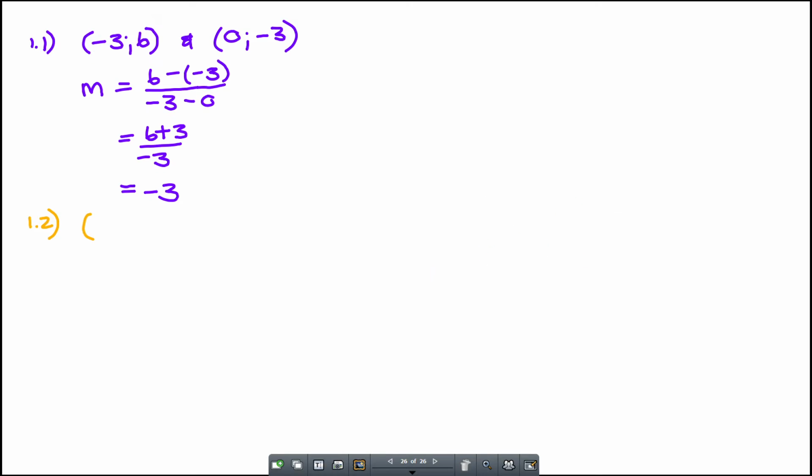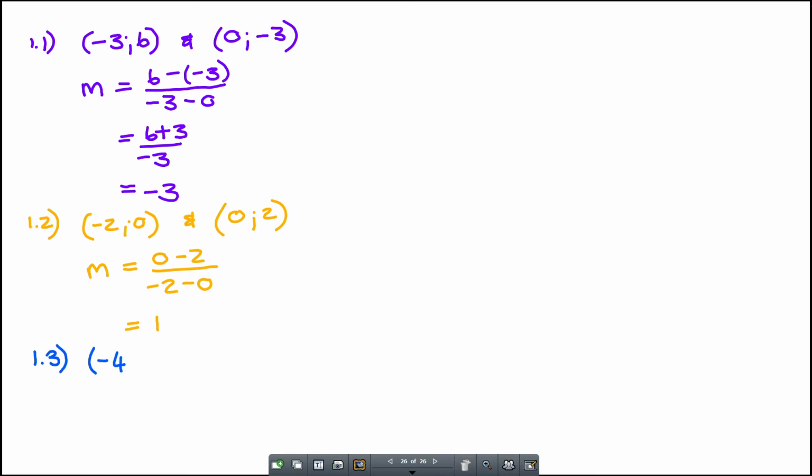Alright, the next one, coordinates. It cuts through the x-axis at -2 and then y is 0. And then it cuts through the y-axis, so x is 0 and y is 2. Okay, so gradient is difference in y over difference in x. And that gives me -2 over -2, in other words, positive 1. 1.3.